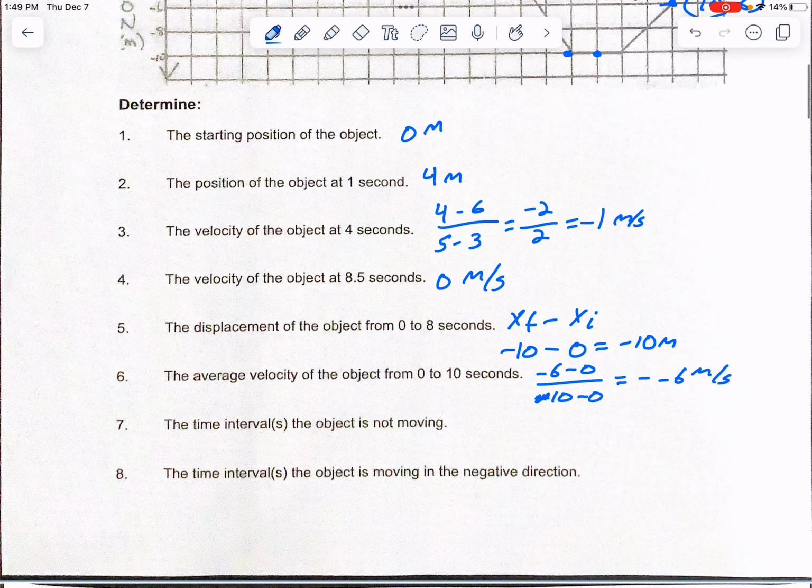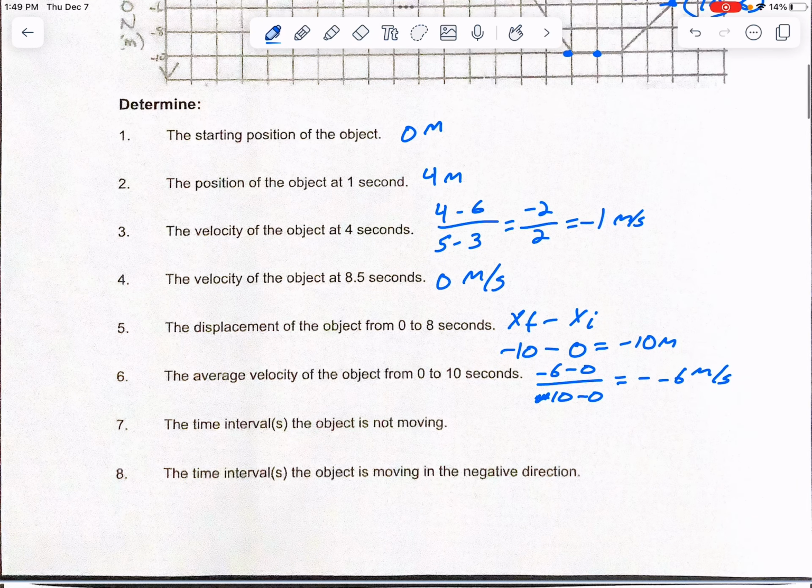Number 7, the time interval of the object is not moving, so that's when you're looking for flat lines. It looks like from 2 to 3 seconds, and then 8 to 9 seconds. That looks like the only time there's a flat line. So that's all you've got to do there.